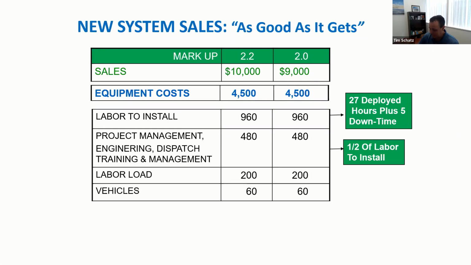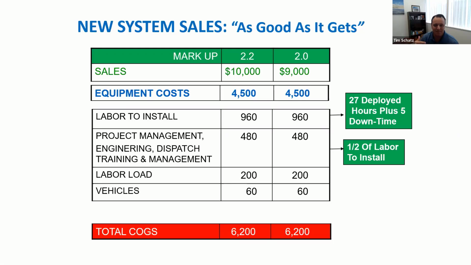So then you add all this up, and what do you get? Well, the cost of goods to buy the equipment and pay the folks who put it in is $6,200 either way. The fact that we lowered the price obviously doesn't make it any cheaper for us to buy it or put it in. We're going to have the same cost of goods no matter what.